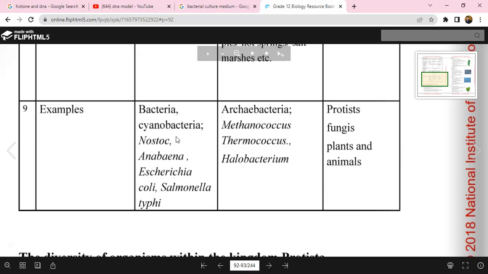So when you are writing examples, write the bacterial examples under bacteria and the cyanobacterial examples under cyanobacteria. Understood? Yes, sir. Complete that one, keep the archaebacteria for later. After you finish the bacterial examples, tell me.